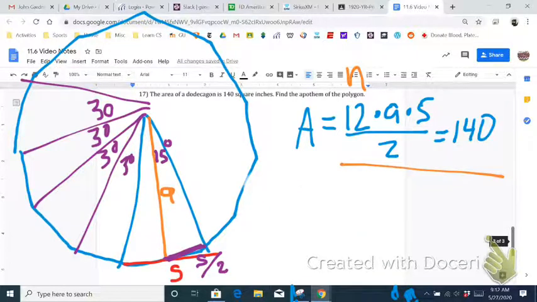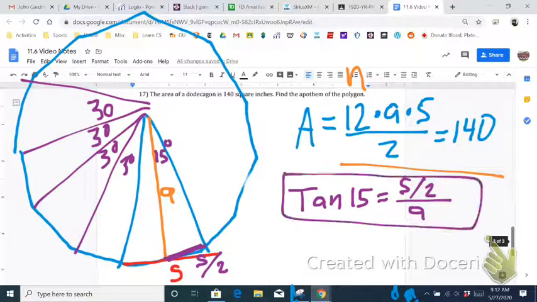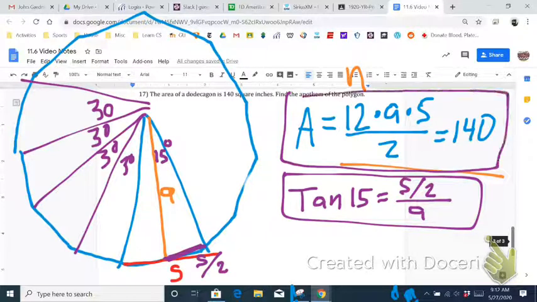So our other equation could just be tangent. The tangent of 15 degrees is equal to s over 2, opposite, over a. And now we have our second equation. So you could either type both of these into your TI-inspired CAS and solve, and you'll find an answer. Or you could do substitution.